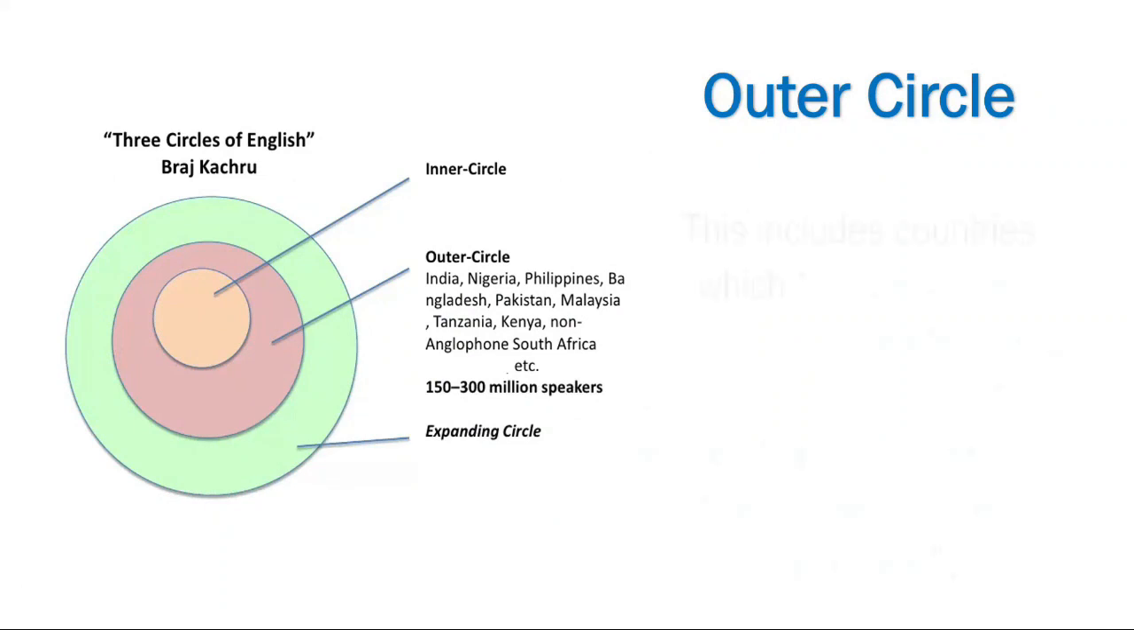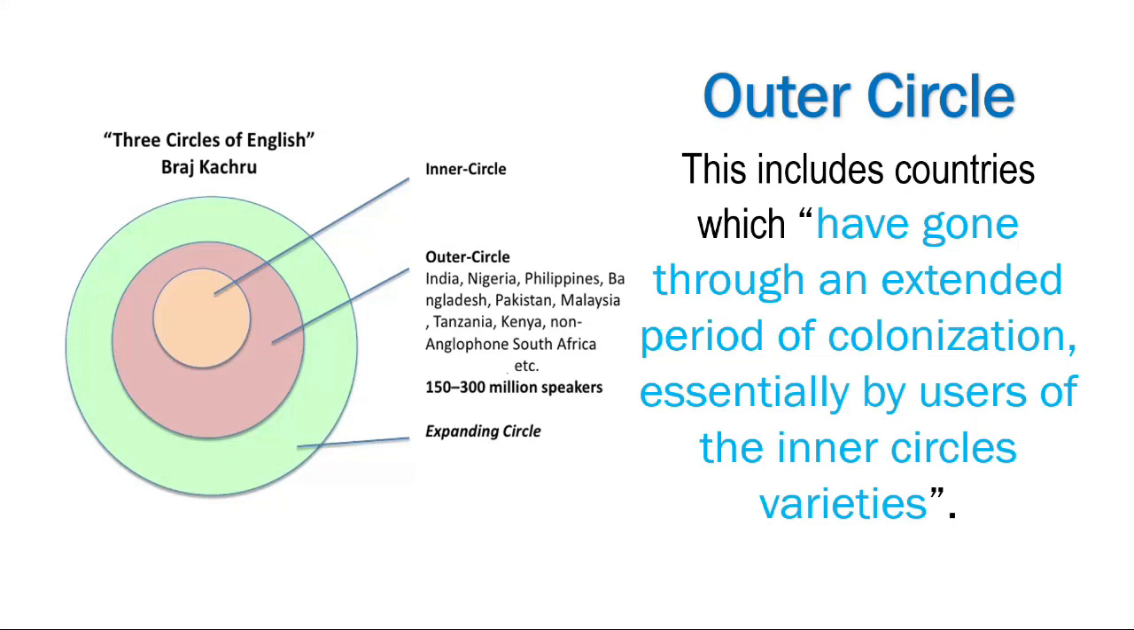Next, we have the outer circle. This includes countries which have gone through an extended period of colonization, essentially by users of the inner circle's varieties. Okay, so this includes India, Nigeria, Philippines, Bangladesh, Pakistan, Malaysia, Tanzania, Kenya, non-Anglophone South Africa. Okay, so of course, class, yes, we are included in this circle. So Philippine history, remember, we were colonized by the Americans after the Spaniards set us free. We can say, class, that when they happened to own us, within those 48 years, from 1898 to 1946, we slowly owned English too. That's why we have Philippine English.